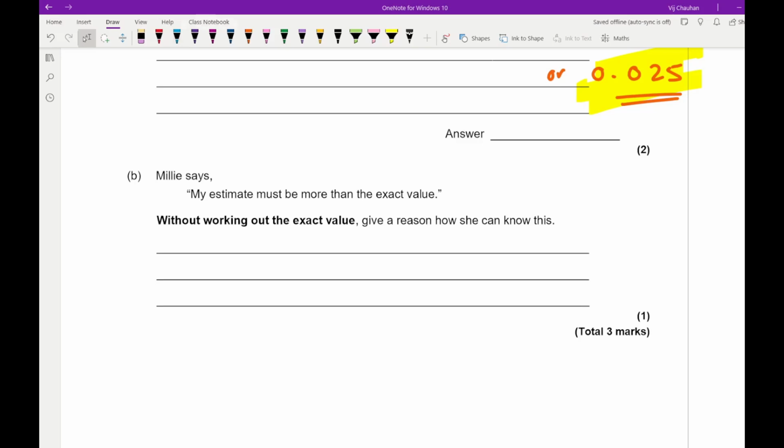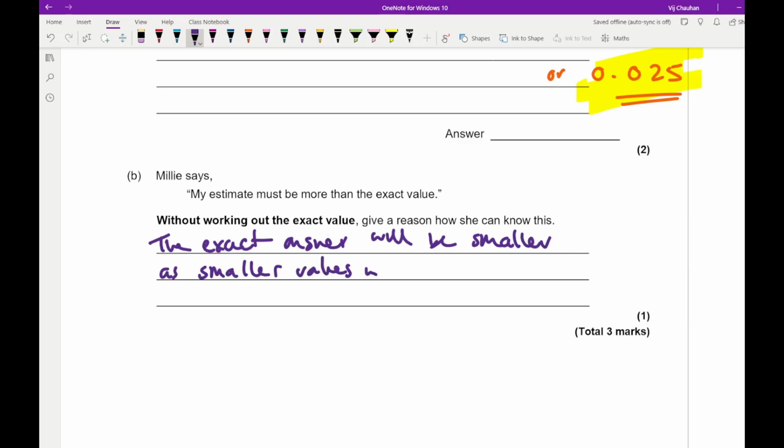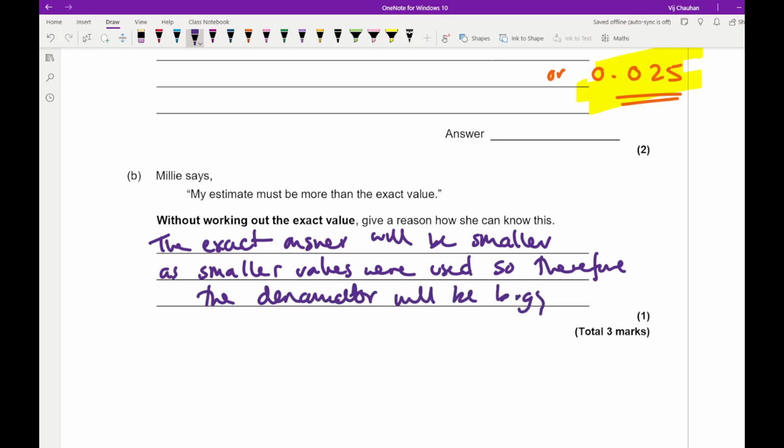So in terms of this, what we're going to write down is something along the lines of: the exact answer will be smaller as smaller values were used, and so therefore the denominator will be bigger.